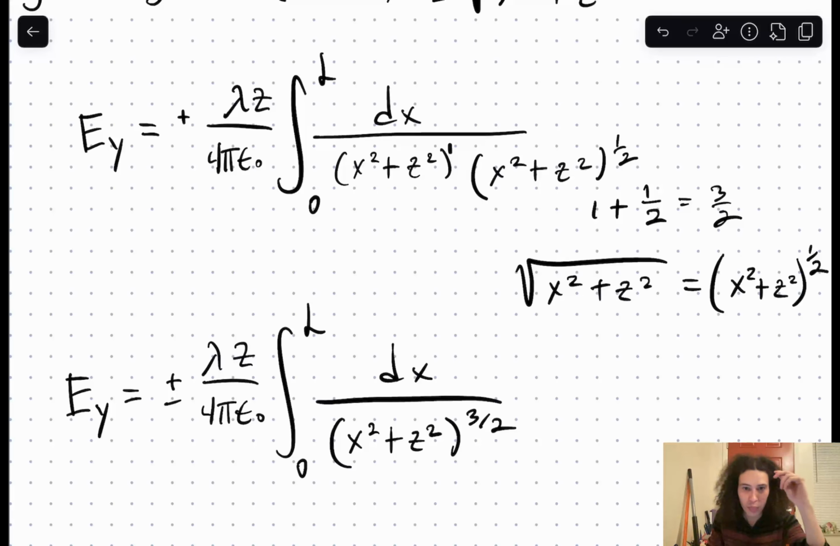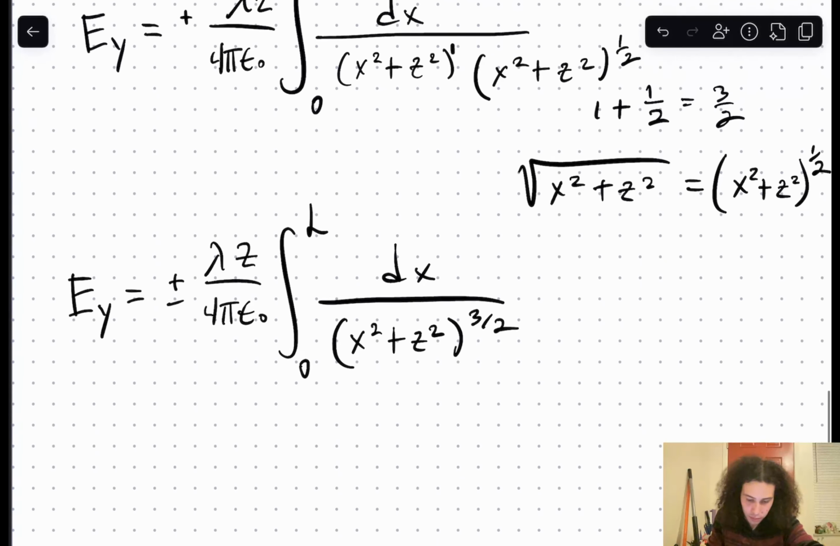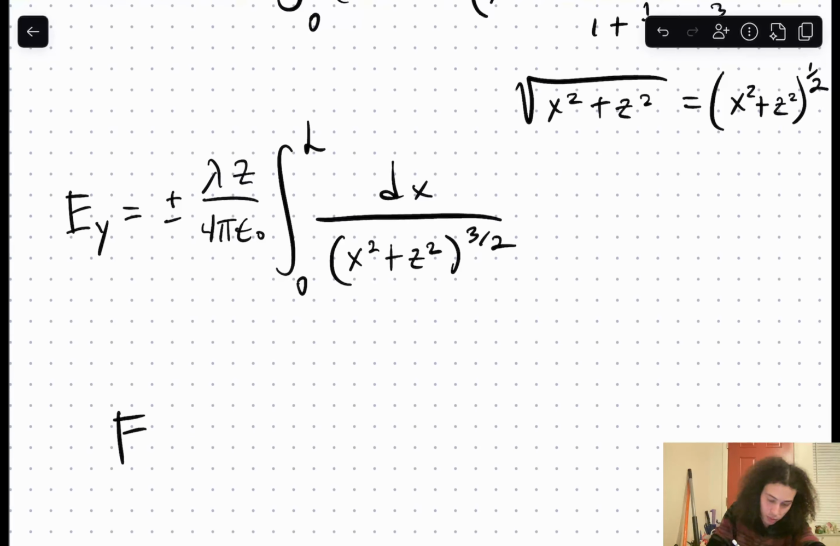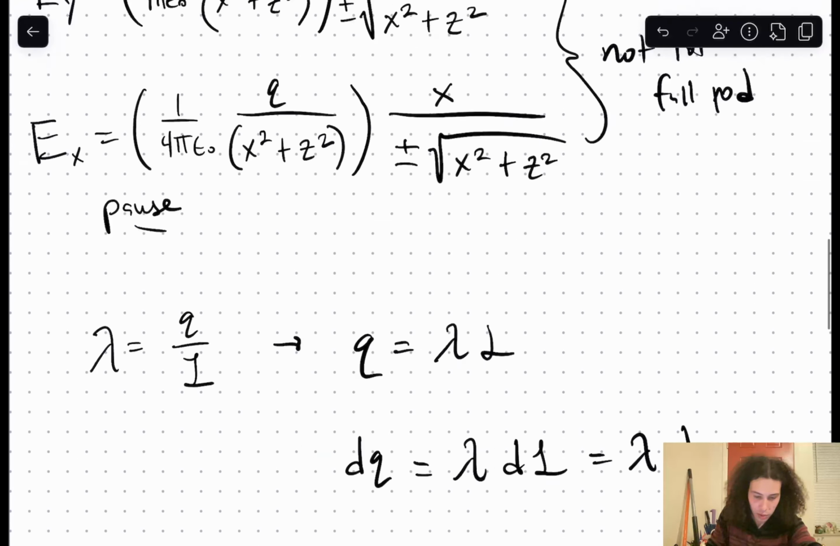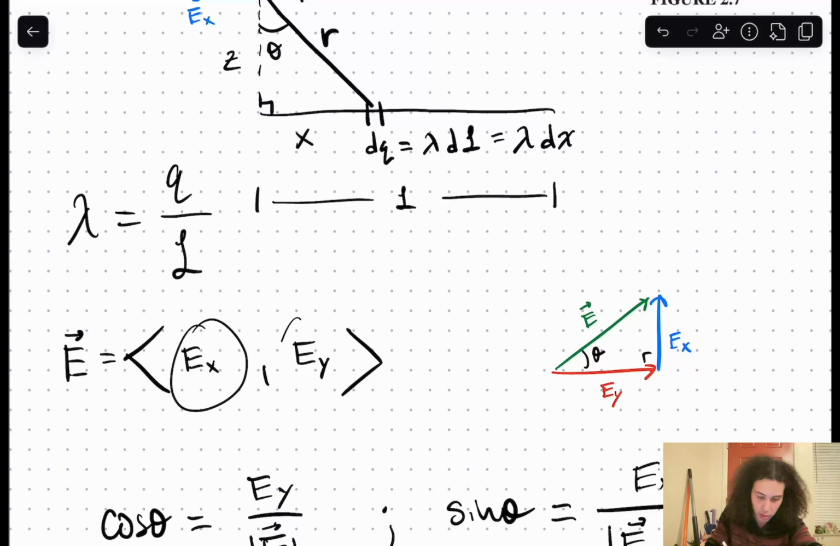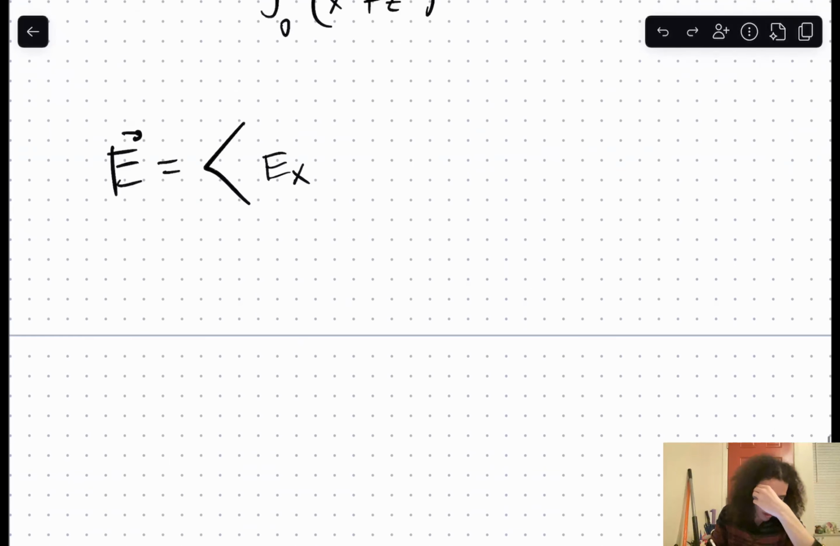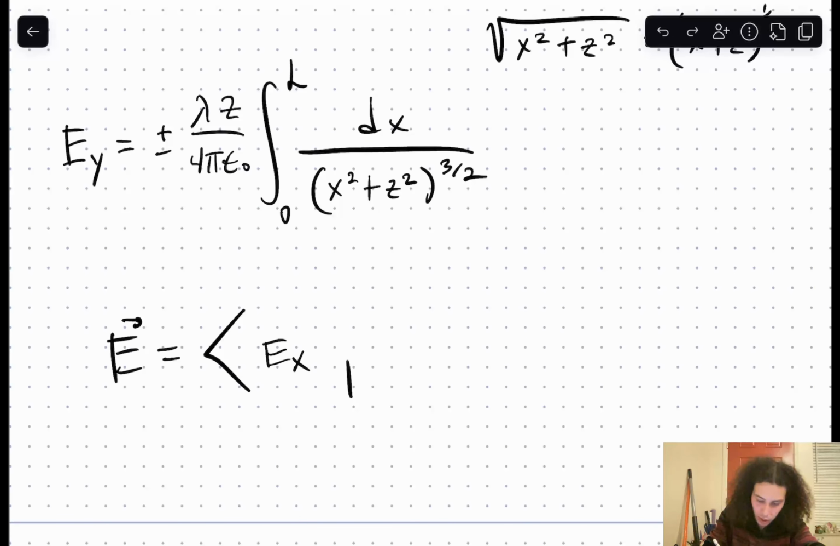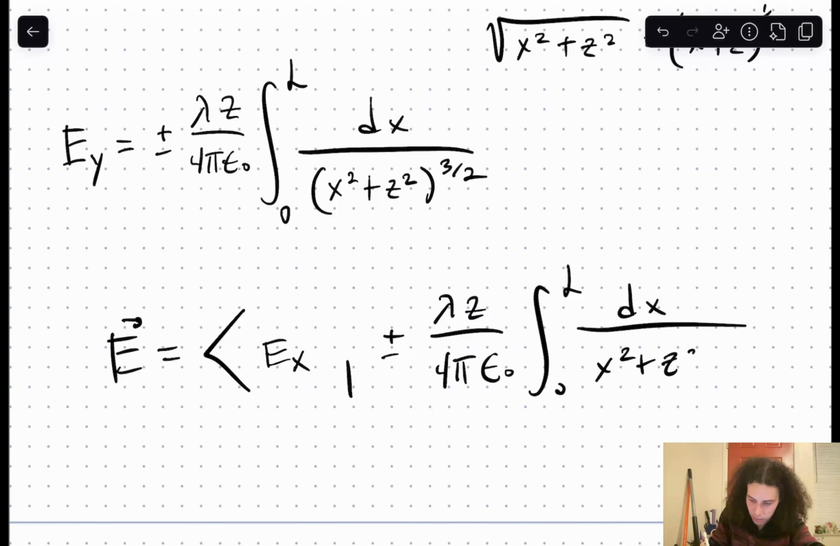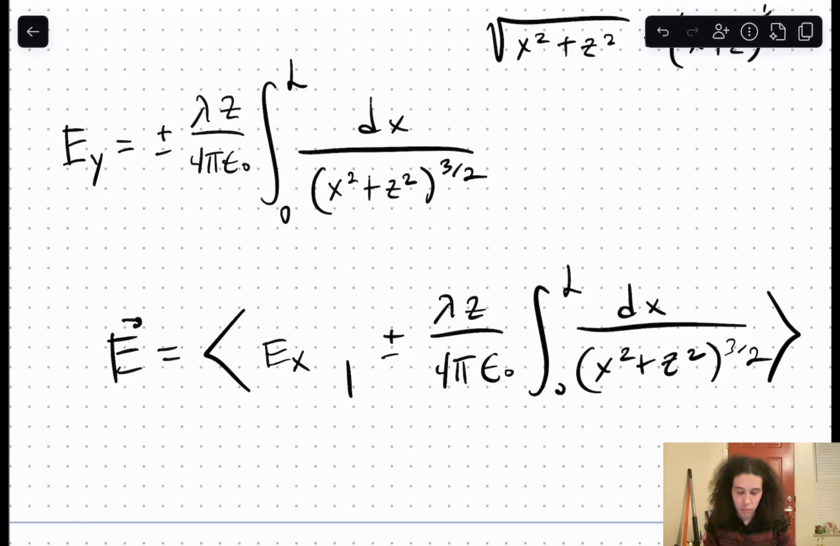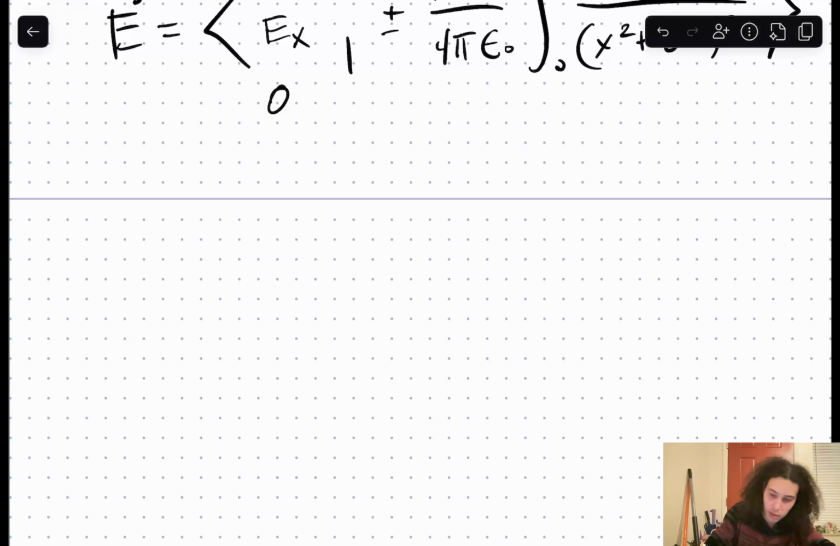Alrighty, so now what? Do you remember this equation here? There's the E_x component. Let me just make sure here. E_x, E_y. Yep, okay, we have our E_x. Now we have the E_y component here, so we can place it in this little placeholder area. And now we have to figure out this E_x here.